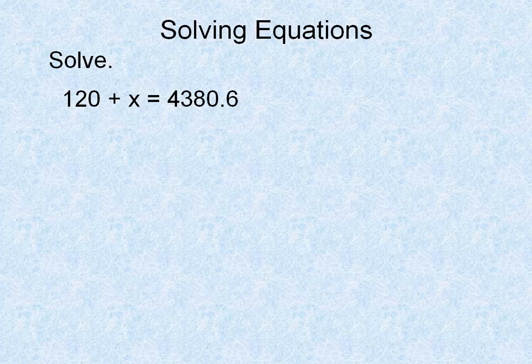Now remember, we have two small numbers added together to equal a large number. So in this case, we're missing a small number, x. So how do we solve for x? We have to subtract 120 from both sides.